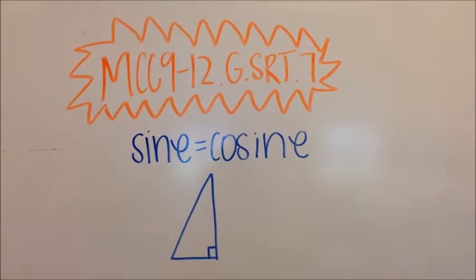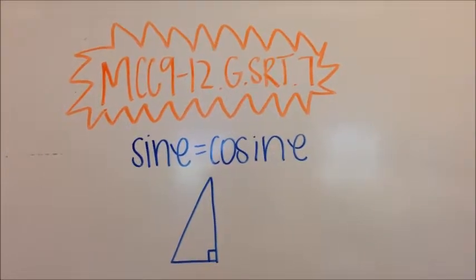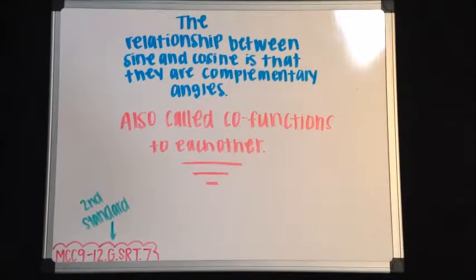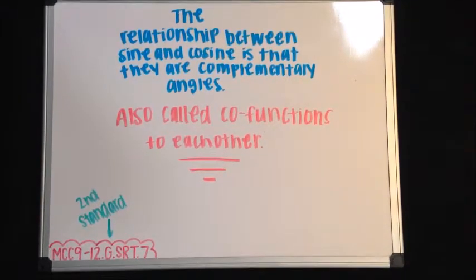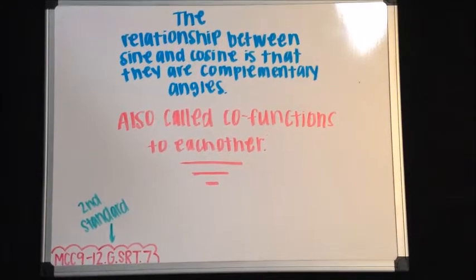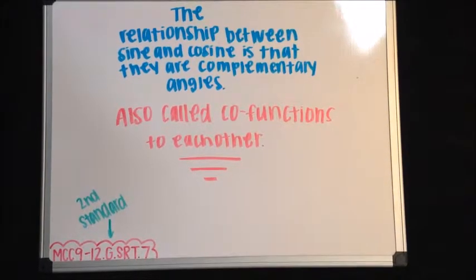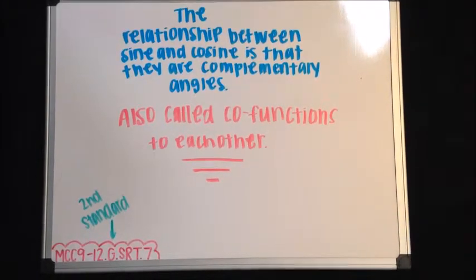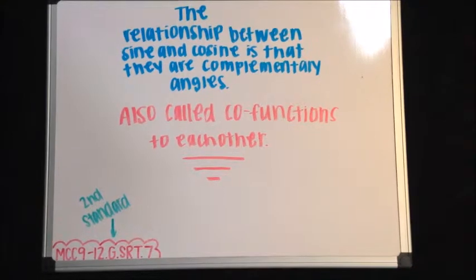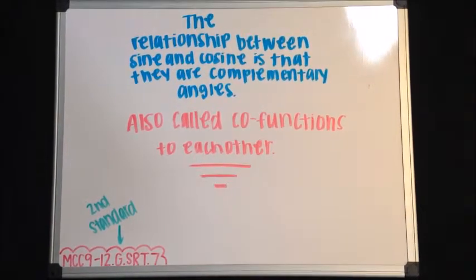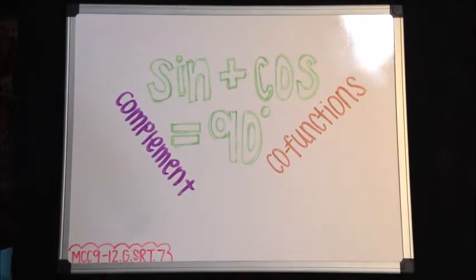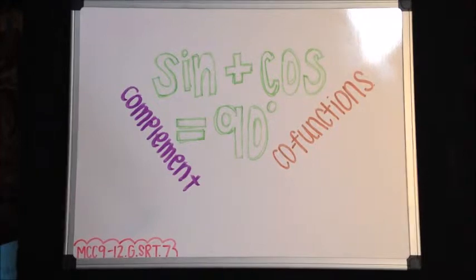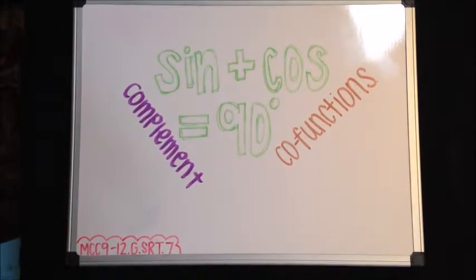Our second standard shows the relationship between sine and cosine, which is often also called the complementary angles. The relationship between those two is that they are complementary angles, which means they equal 90 degrees when added together. Also, they are frequently called cofunctions to each other. Be able to recognize when people use both words. When you hear sine and cosine are complements or cofunctions to each other, that means that when sine and cosine are added together, they equal 90 degrees.